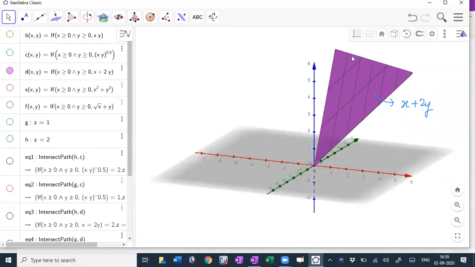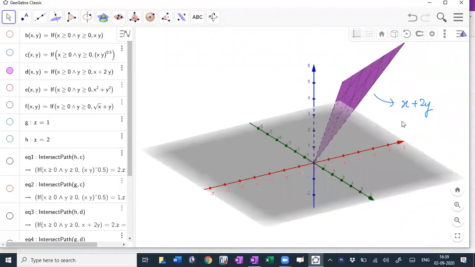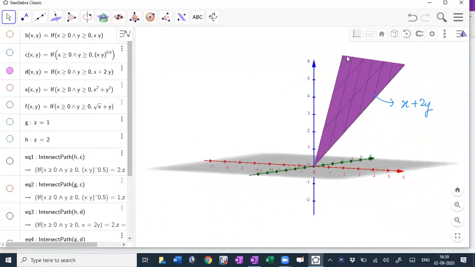You can't see, it's not a triangle shape, it's a plane. It's like a paper that's going through the entire 3-dimensional surface. We can't see the entire thing because of the dimensions of the window, but just keep in mind that this is going to extend up to infinity basically. Okay, so this is x plus 2y.